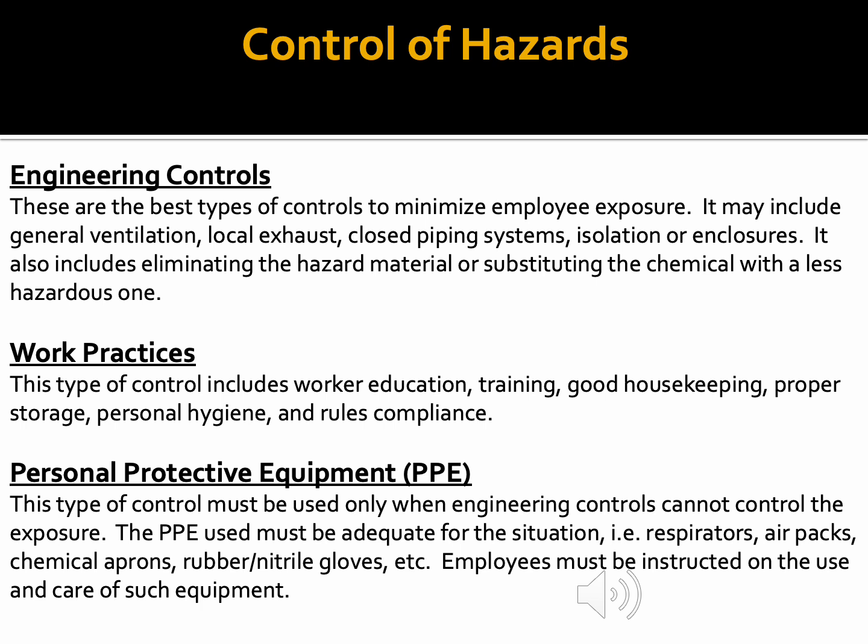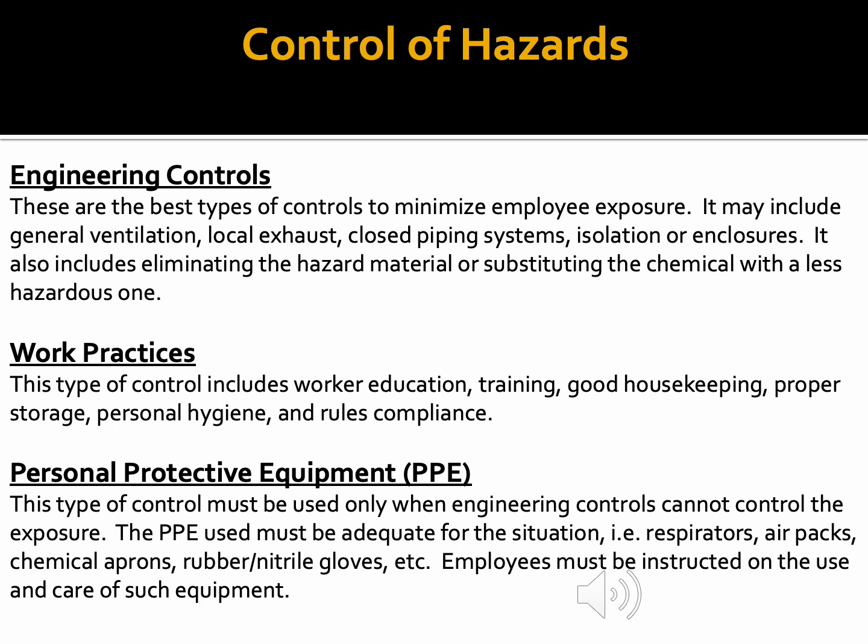May include general ventilation, local exhaust, closed piping systems, isolation or enclosures. It also includes eliminating the hazard material or substituting the chemical with a less hazardous one. 2. Work practices. This type of control includes worker education, training, good housekeeping, proper storage, personal hygiene, and rules compliance.